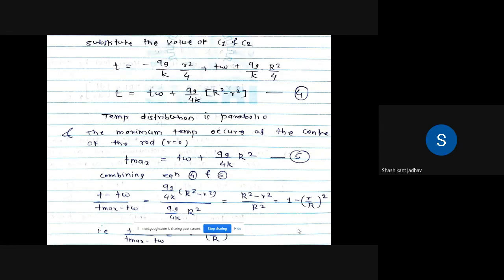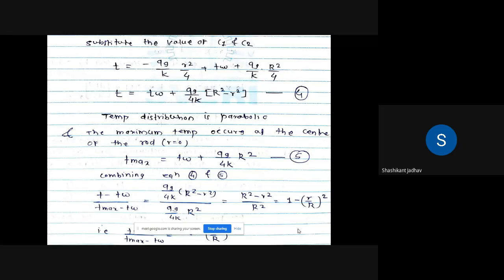So in this equation, TW is given, R is given, K is given. So only unknown is QG. So how to find out that QG value? First of all, we have to think about that QG. QG is nothing but heat generated per unit volume. Heat generated per unit volume. So how to calculate that heat generated per unit volume?